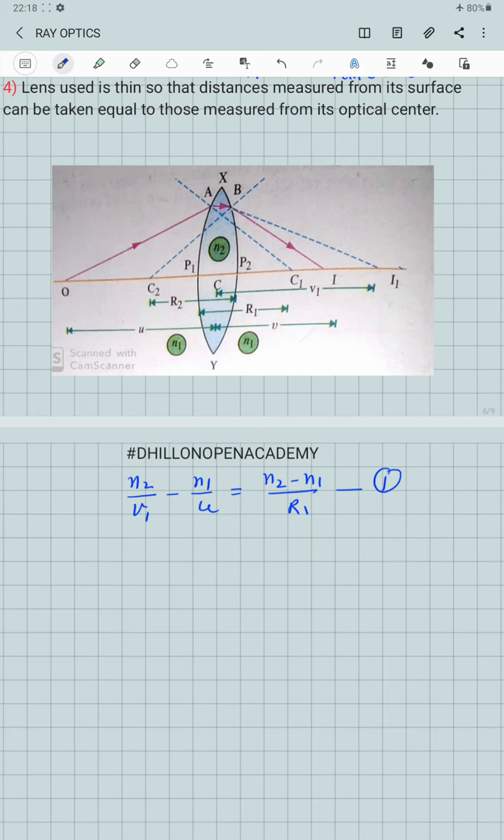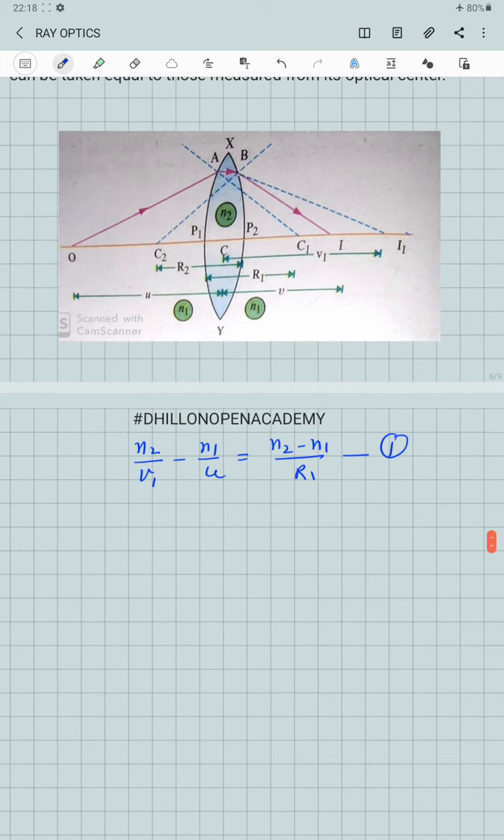So in this case, if we derive the relation between the object distance v1, image distance v, and radius of curvature r2, this relation can be written as n1 over v minus n2 over v1 equal to n1 minus n2 divided by r2. This will be our second equation.